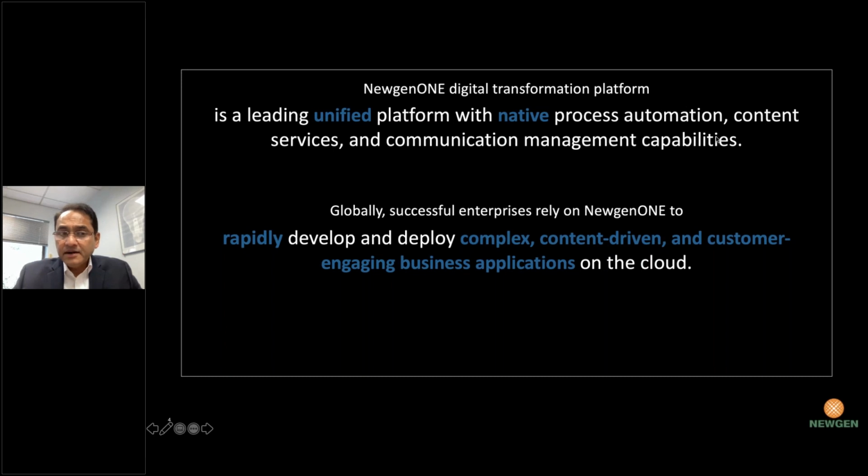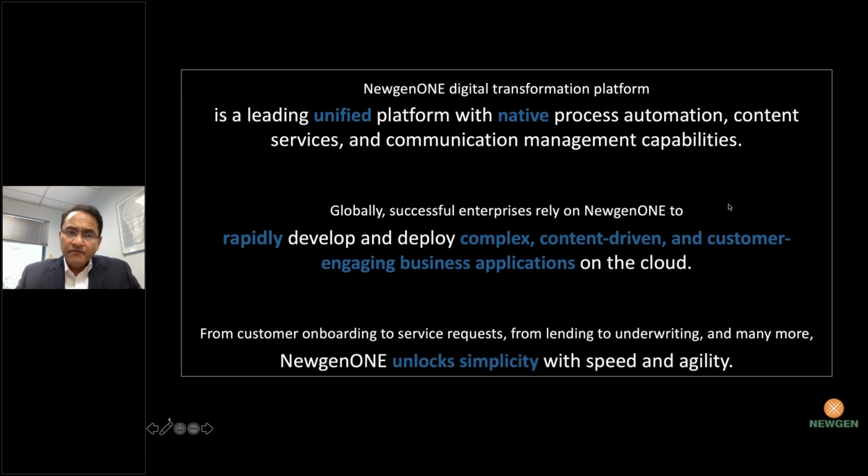And the third thing here is, from the customer onboarding, I mean, look at the use cases: customer onboarding, service requests, financial institutions, lending, insurance, underwriting. So, I'm going to touch upon these things in a little bit more detail, but the point is, no matter how complex your processes are, how are you unlocking the simplicity within those complex processes, breaking it down with the context of the process in which those are being done, with the speed as well as the agility?